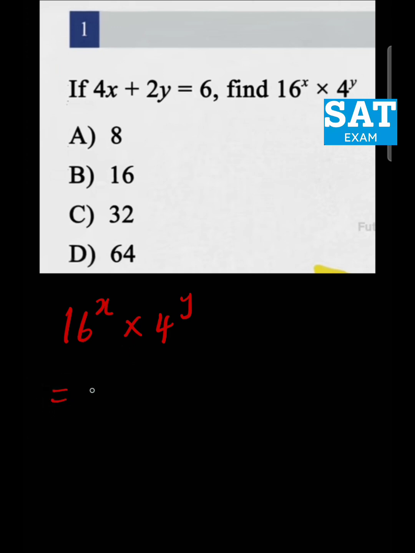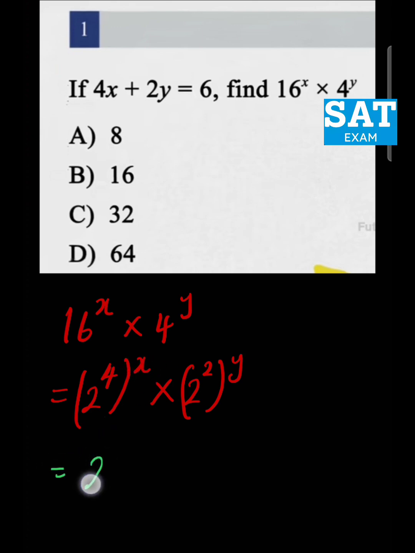So 16 in base 2 is the same as 2 raised to the power of 4, then all raised to the power of x, then multiplied by 4, which is the same as 2 raised to the power of 2, then all raised to the power of y. Then from here we recall power properties of indices. When we have a base to a power and all to a power, the two powers are going to multiply by each other.